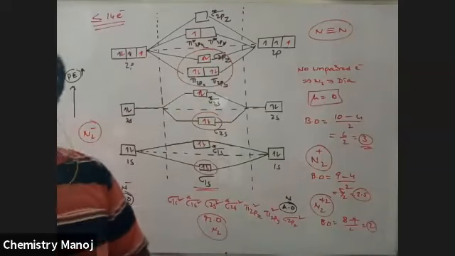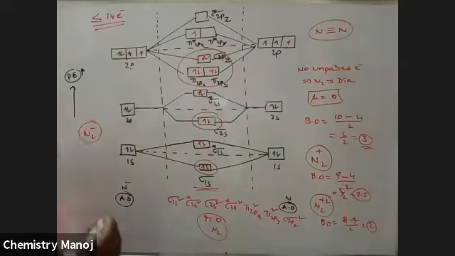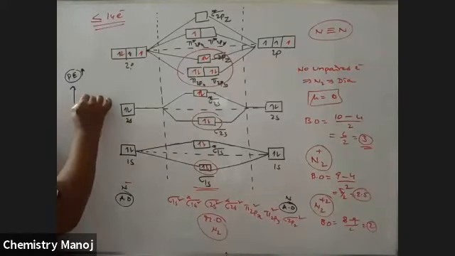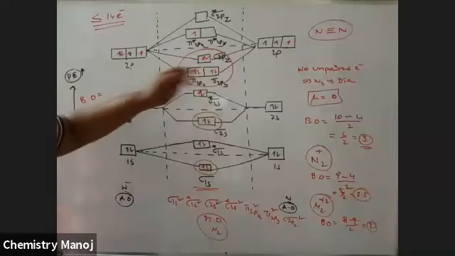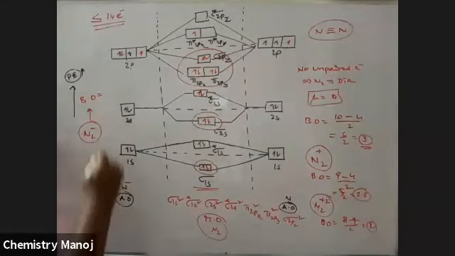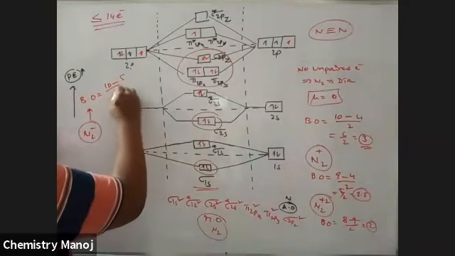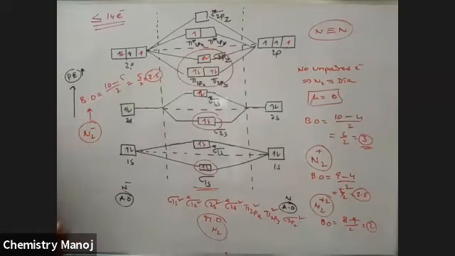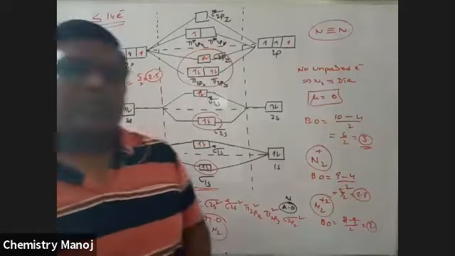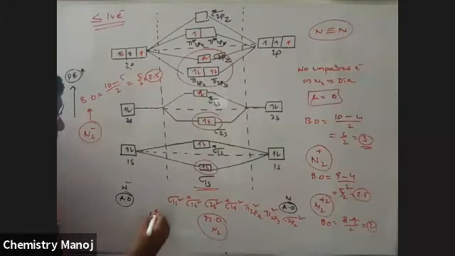Is this paramagnetic or diamagnetic? Yes, paramagnetic. How much is the bond order in this case? Bond order is 10 minus 5, that is 5 by 2, which is equal to 2.5. So see, boys, N2 plus has a bond order of 2.5.